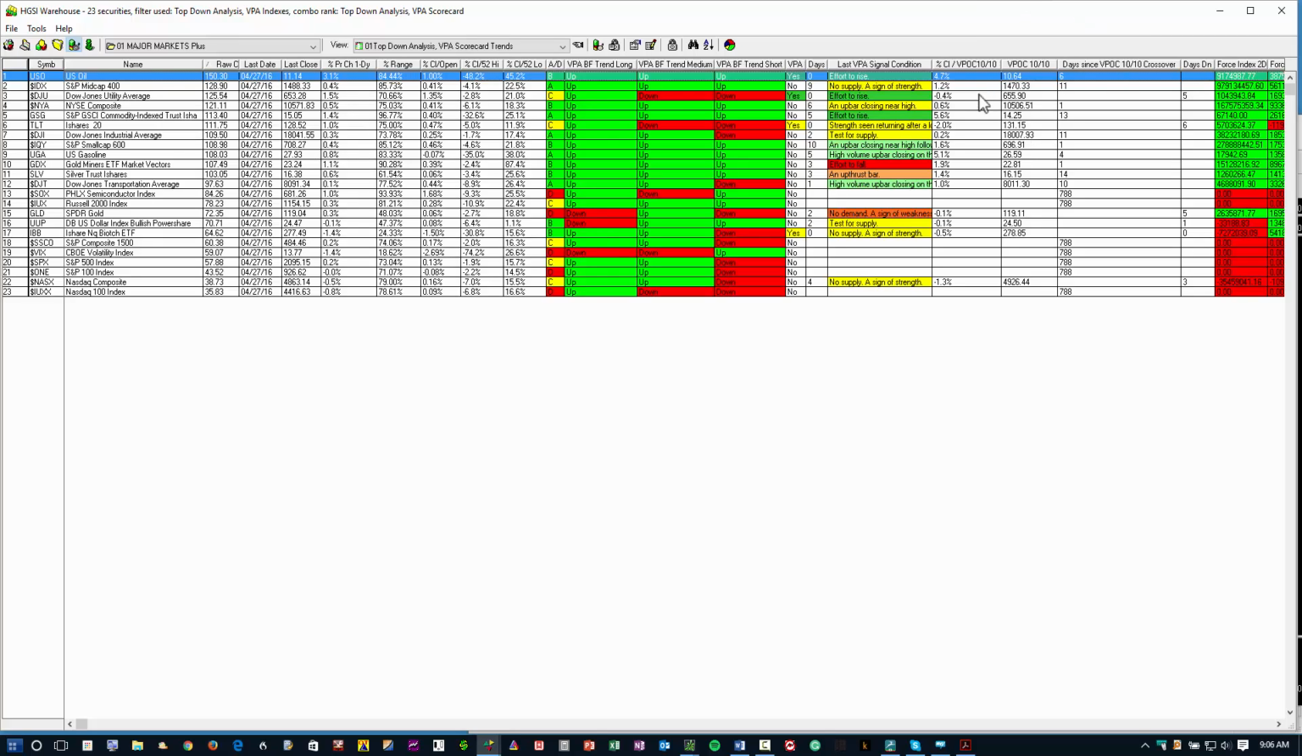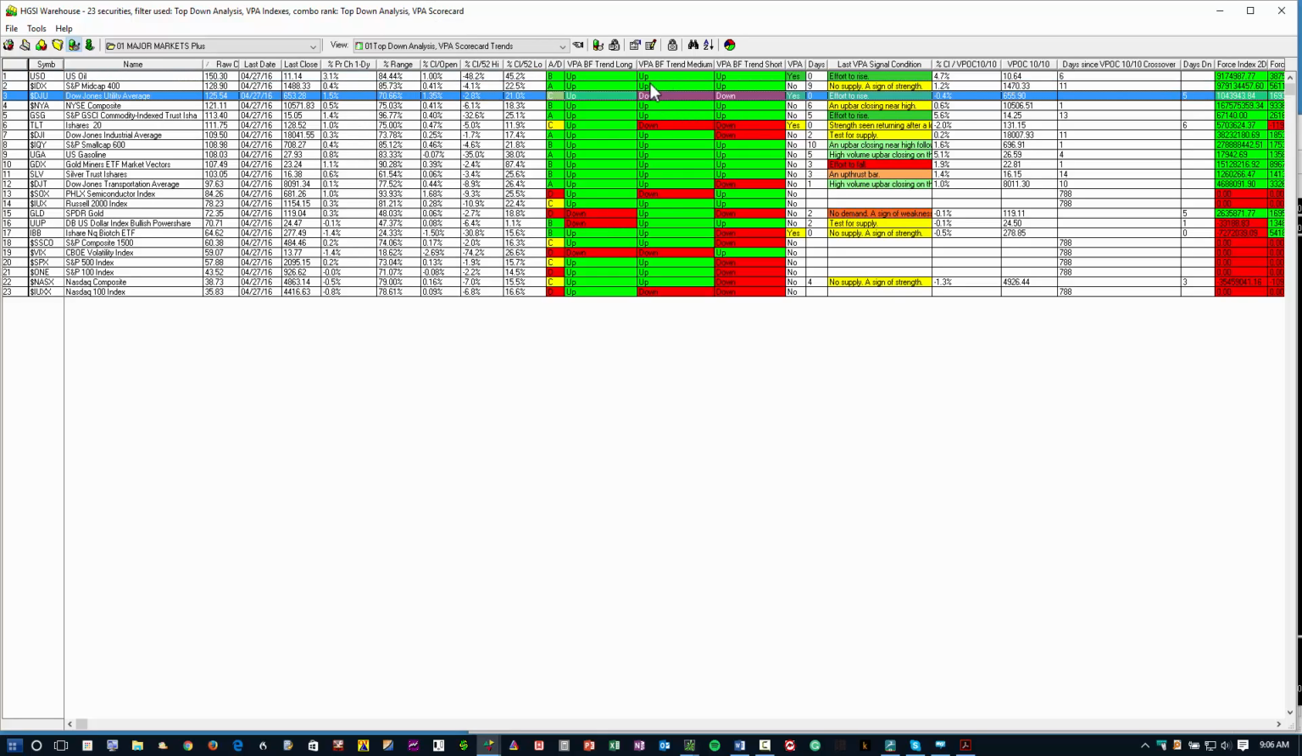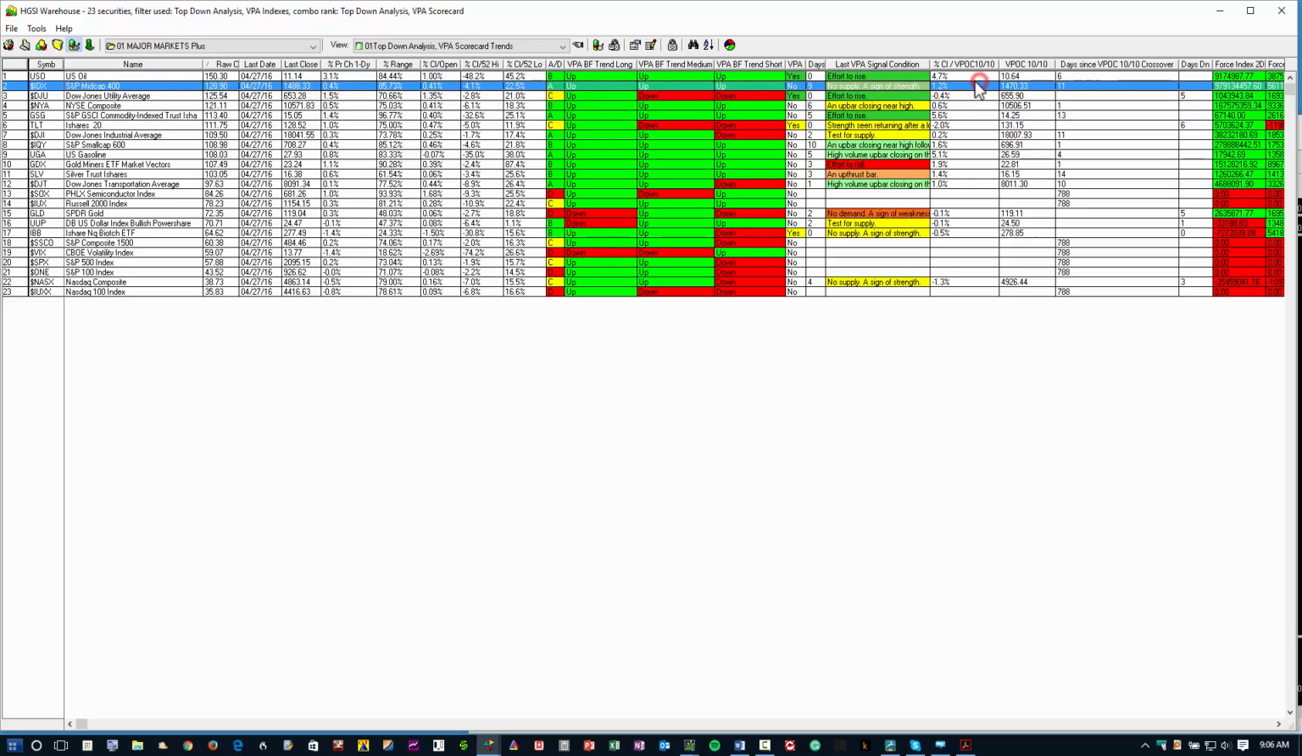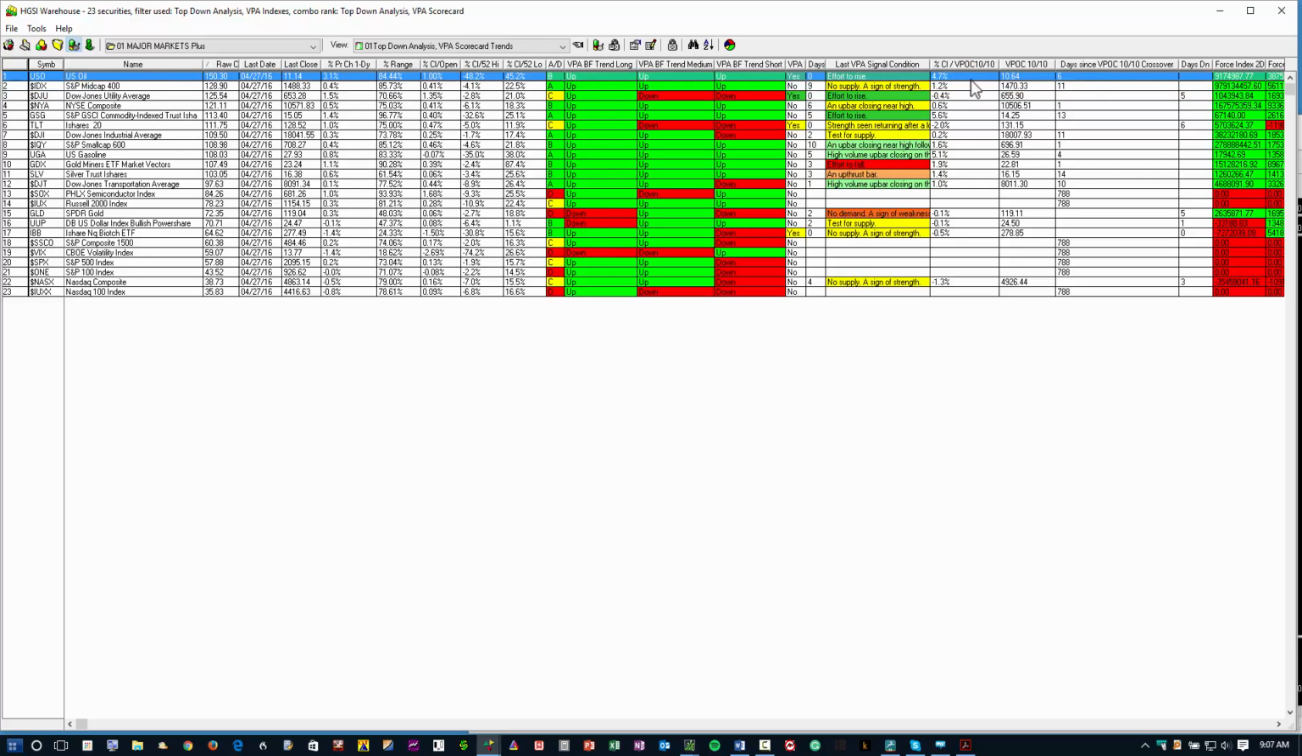Now let's take a look at some of this information right here. I'll just start on top. It's sorted on, what is it sorted on? The raw combo right now for the VPA scorecard. And the VPA scorecard shows that all three trends are up in the USO, which is the ETF for oil, and there was a VPA signal yesterday. There was an effort to rise. Also, the volume point of control 10-10 is 4.7% away from the line.